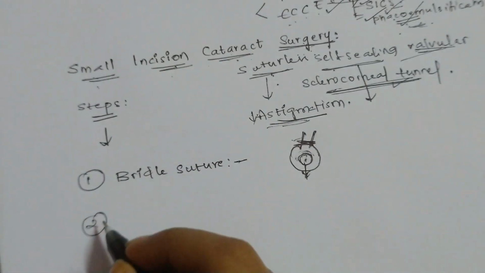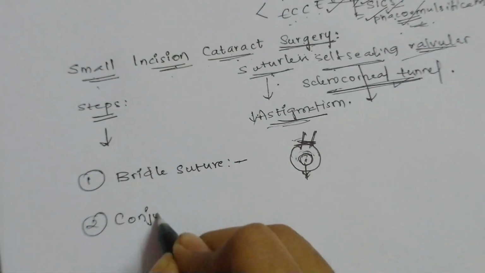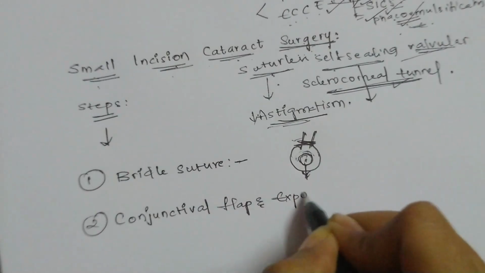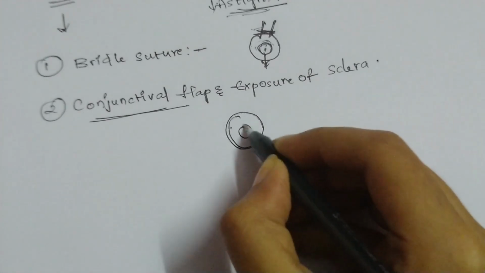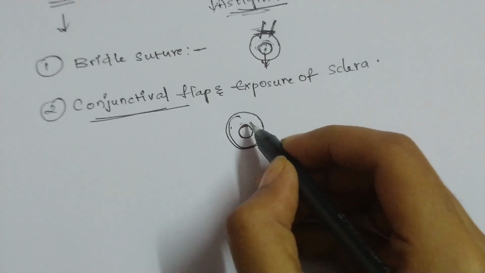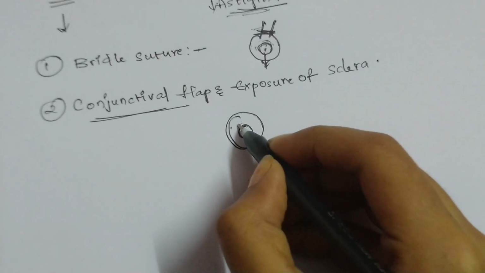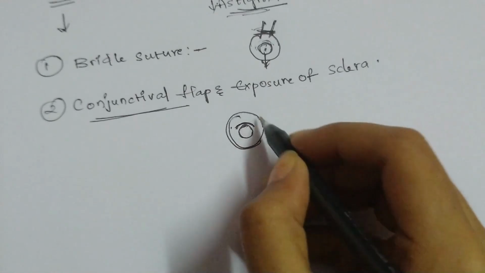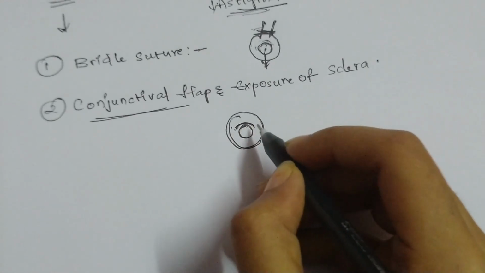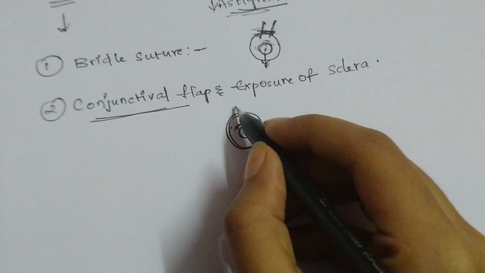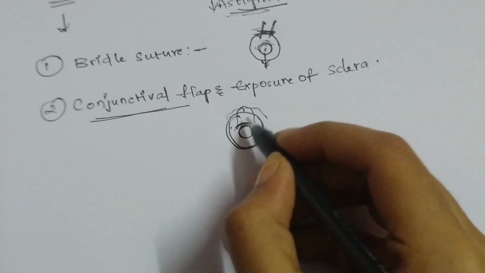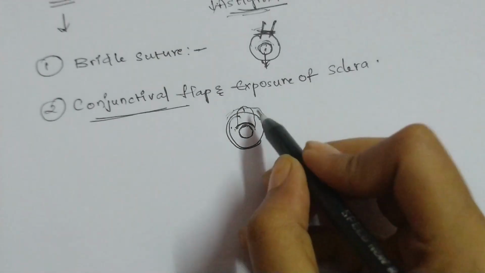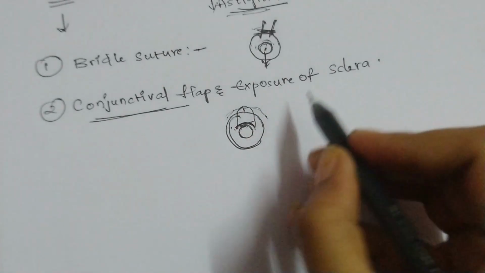And the second step is conjunctival flap and exposure of sclera. What is this? This is the limbus, right? Near the limbus, from 10 o'clock to 2 o'clock position, we give an incision. It is a fornix based incision. Fornix based conjunctival incision is given here. And the conjunctiva and Tenon's capsule are dissected.